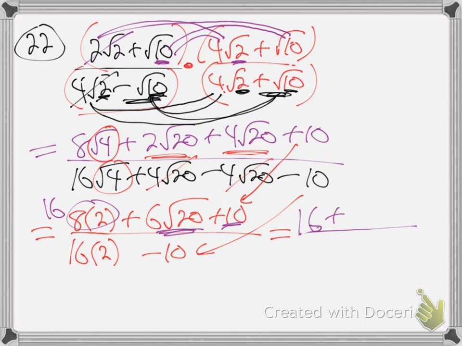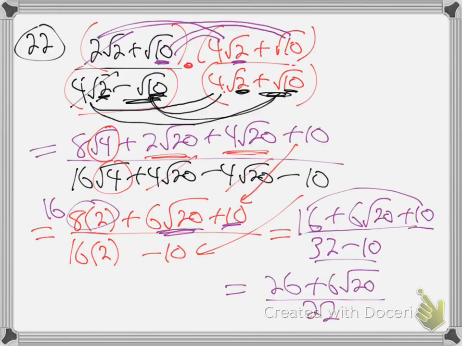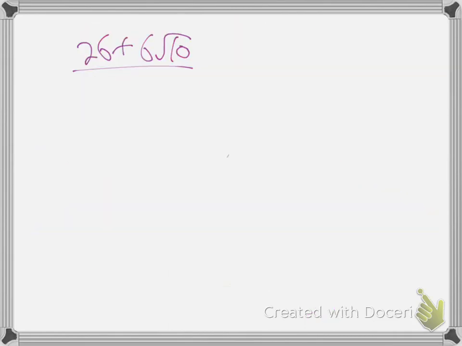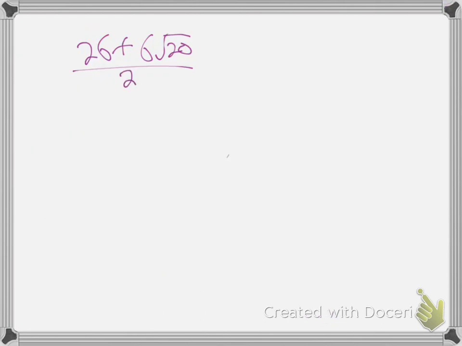Yeah, here, I'm going to have to go to another screen. On the bottom, that's 32 minus 10. So 16 and 10 is 26 plus 6 root 20 over 22. 32 minus 10 is 22. Let's go to a fresh screen. We need a little bit more work there. 26 plus 6 root 20, it's supposed to be 20 over 22, right? Right. Okay, now, this square root of 20, he breaks down.